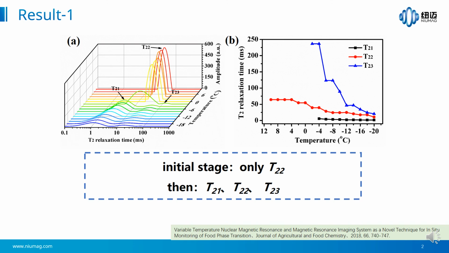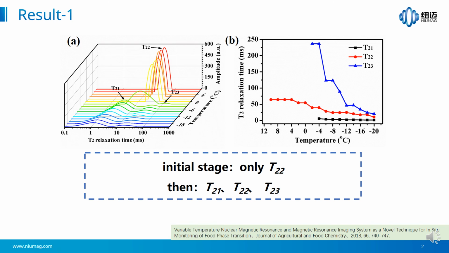So here is the result of the freezing process of salmon flesh. The left graph shows how T2 changes with the sample temperature. At the initial stage, we only have T22, then we got T21, T22, T23. These are the relaxations of different states of water, and we can see all of T2 decrease with the decrease of temperature in a nonlinear relationship. This means some change happens. Put the apex at the different temperatures on the right graph.